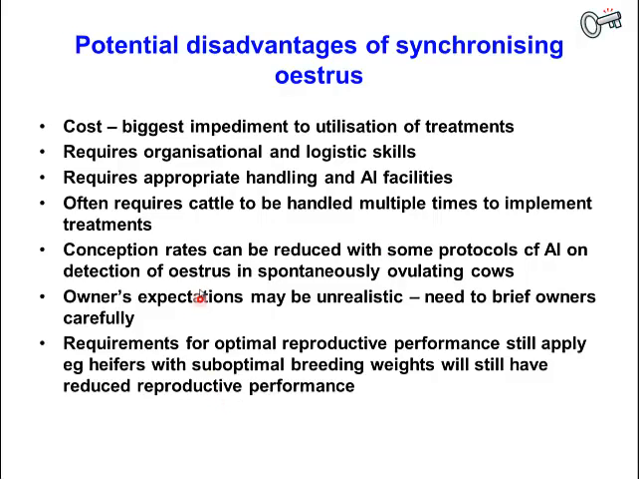Owners' expectations can be unrealistic. They'll read reports or they'll hear stories and they'll think, oh yeah, getting all my cows inseminated on one day, that'll be great. They'll all get pregnant. Well, they won't all get pregnant. And they need to understand that. They need to have more realistic goals.